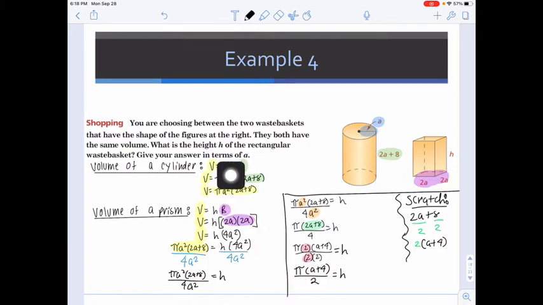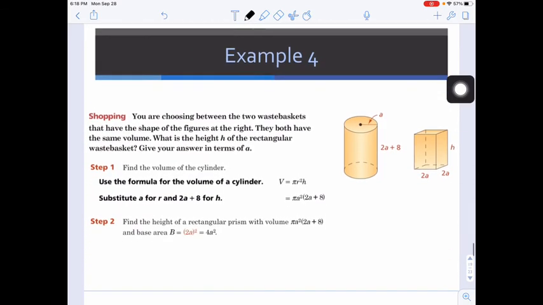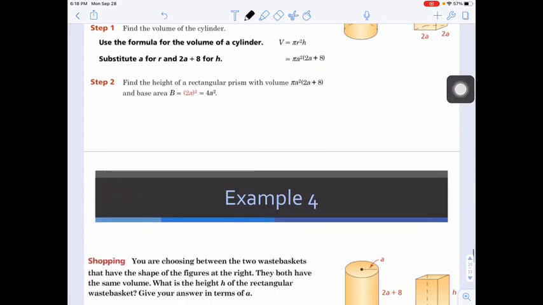Notice it says leave your answer in terms of a. That means you can leave the a over here, and then pi is also just a number. So this is our final answer. The next few slides have all this work written out.